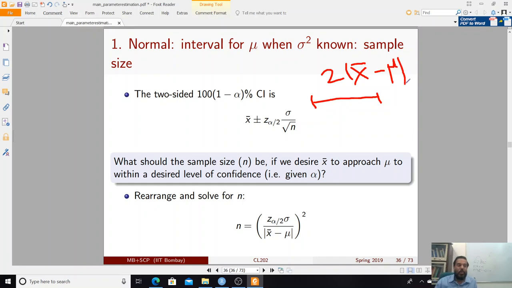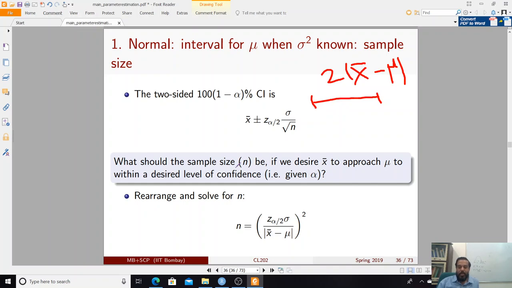Okay, but you don't want it to be going from 2 years to 10 years. You're okay if you say it goes from 4.5 years to 5.5 years. So how can you accomplish this? One way of accomplishing this is by finding out what should be the size of the sample if you want it to have a desired range of that confidence.